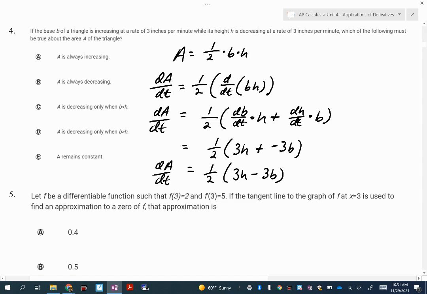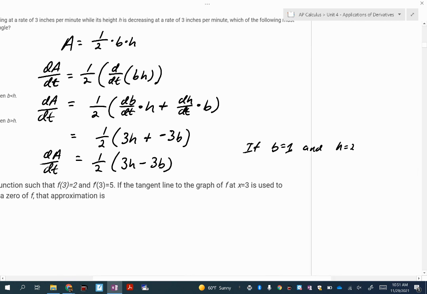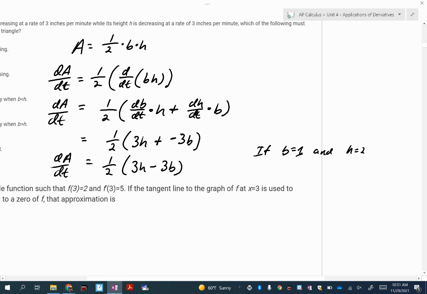All right, well, let's see here. Let's just plug in some numbers. So I'll try if b equals 1 and h equals 2. If I plug that in, I get 3 times 2, which is 6, and then 3 times b of 1 is 3, so that's going to be a positive. So dA over dt is positive. Let's change it up this time. Let's make b equal to 2 and h equal to 1. This time I have 3 minus 6, which is a negative. So that's going to be a negative.